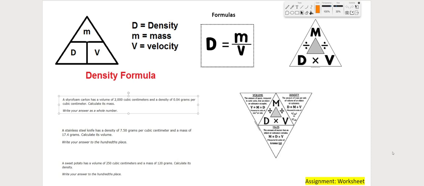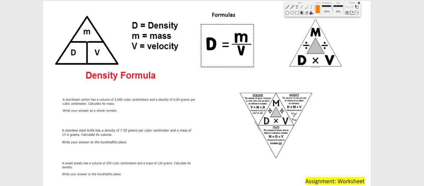Hey guys, welcome back. Today we're going to be working on section 11, and this is topic 12, which has to do with density. If you like science, like physical science, then this will be the topic for you, because this is basically science. This talks about density.